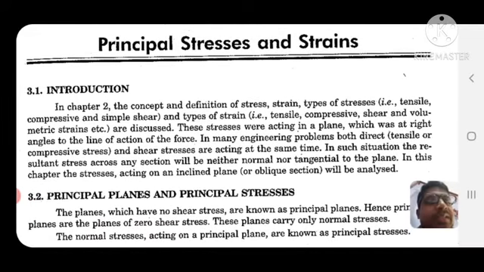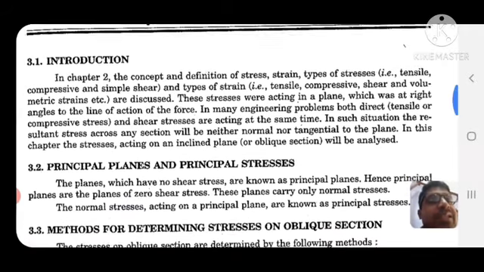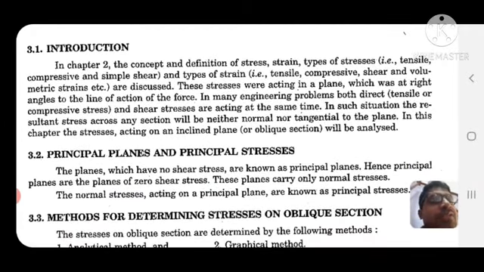Principal stresses and strain. First, the concept and definition of stress, strain, types of stresses (tensile, compressive or simple shear), and types of strain (tensile, compressive or shear, and volumetric strain) were discussed. The stresses were acting in a plane which was at right angles to the line of action of the force.